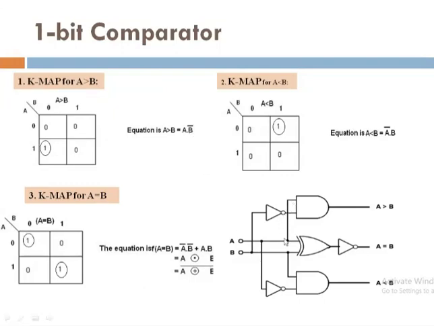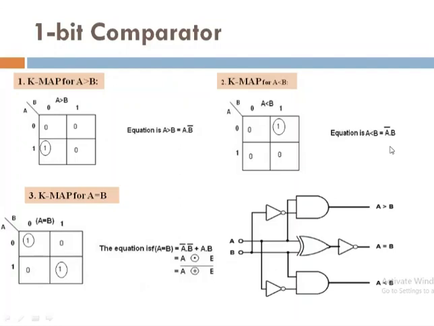The first input is coming from A and the second input is coming from B, but here we require a NOT gate to represent B bar. So we have added one extra gate, that is the NOT gate, and now we are getting B bar. So we are getting only one term here, A into B bar.